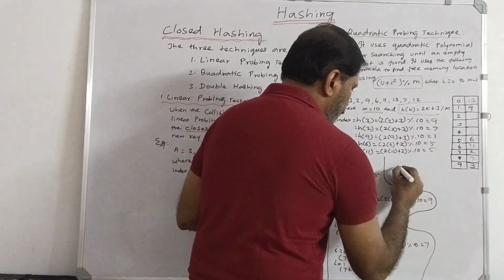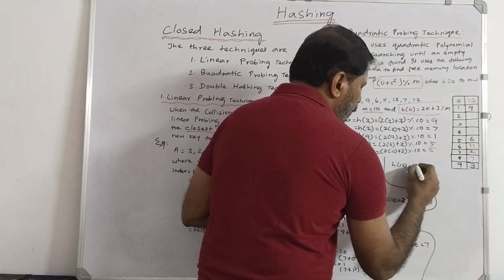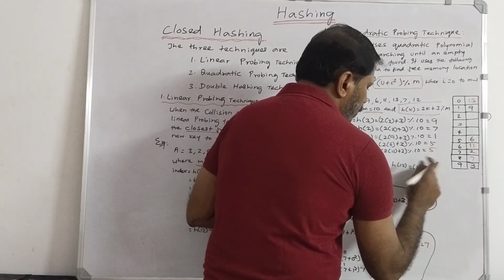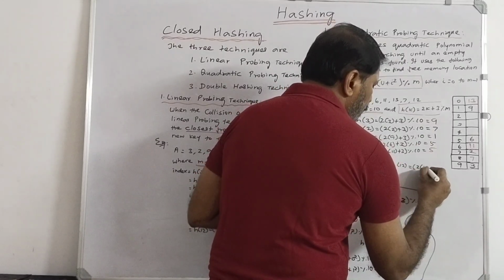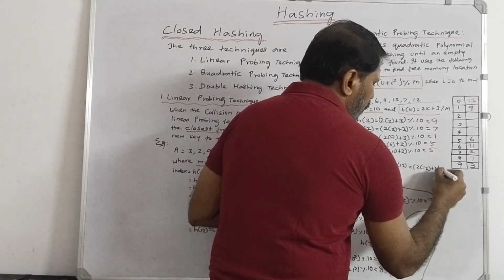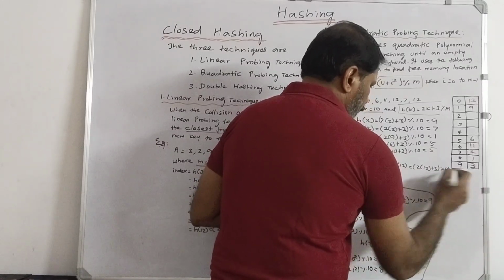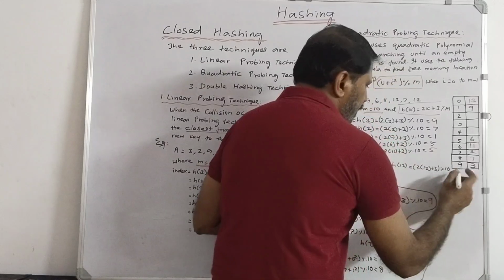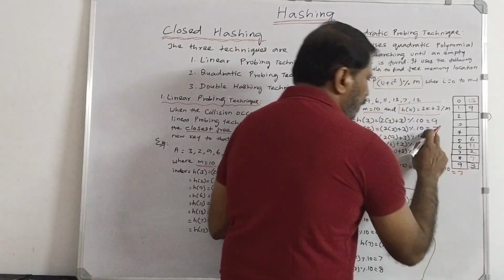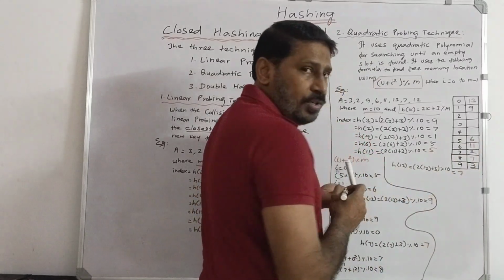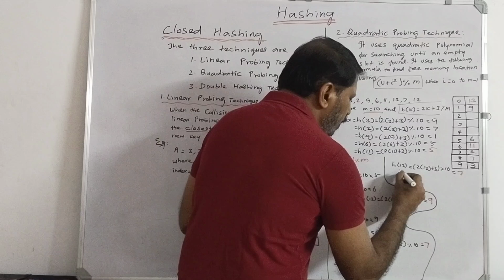Now I come to the last one, which is h of 12. h of 12 equals 2 into 12 plus 3 modulo 10. 2 into 12 is 24, plus 3 is 27. Again 7 comes, and 7 is already filled. So it is a collision problem. In a collision problem, I have to go for this formula.